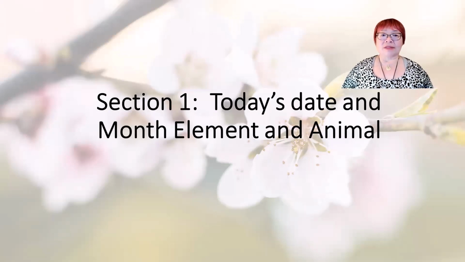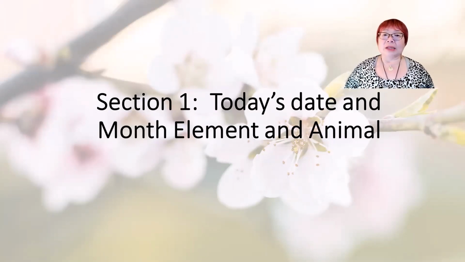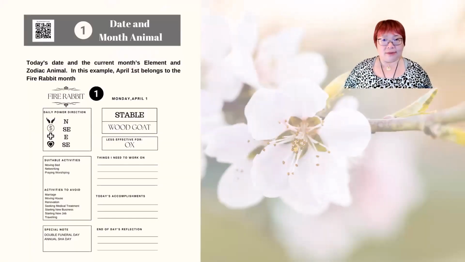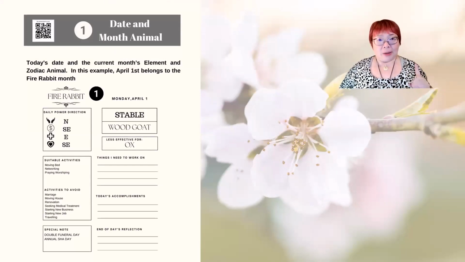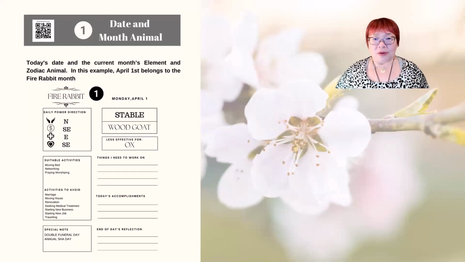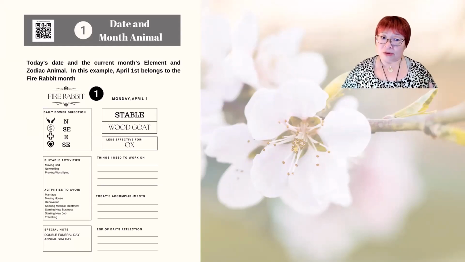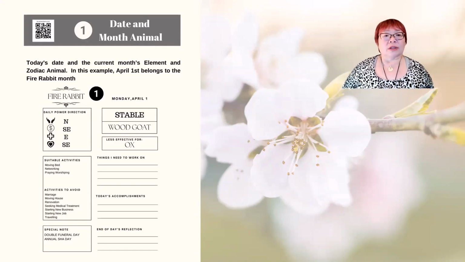We are going to talk about section 1, today's date and month, element, and animal. What do they mean? All right, so we know today's date is just today's date. But the month, element, and animal, that kind of plays an important part. So like, for example, this is April 1st and it's in the month of fire rabbit.